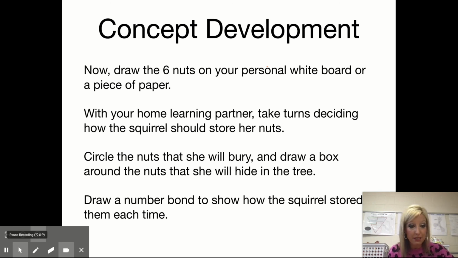Home learning partners, please make sure that you're checking to make sure that their story matches their number bond. And also, I would definitely write a number sentence to match those.